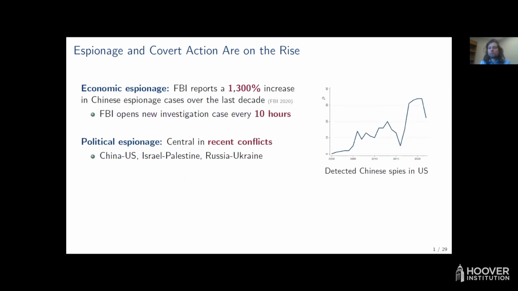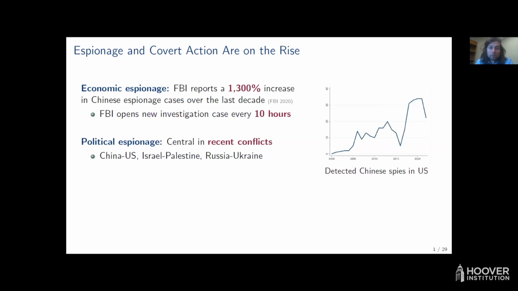So in this project, what we're motivated by is the fact that espionage and covert action are on the rise globally. On the right graph, for example, I plot the number of detected Chinese spies in the US every year between 2000 and 2020. And that's been a very steep increase. And of course, that's not all cases. The FBI might know better, and they report a 1,300% increase in Chinese espionage cases over the last decade. And today that means that the FBI opens a new investigation case every 10 hours.